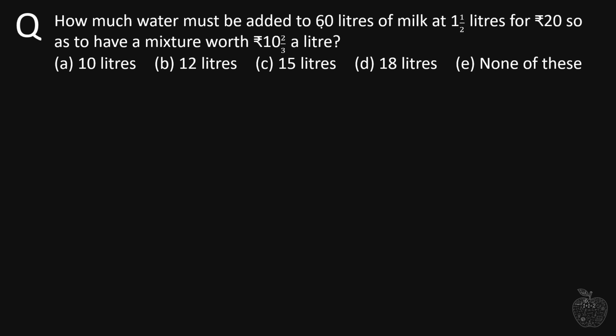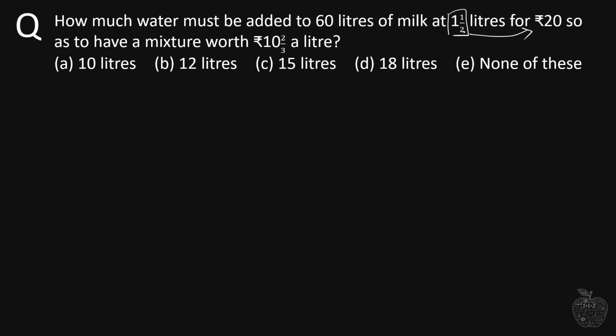How much water must be added to 60 liters of milk at 1.5 liters for 20 rupees so as to have a mixture worth 10 2/3 rupees a liter? Now in the question we are given that 1.5 liters of milk costs 20 rupees.